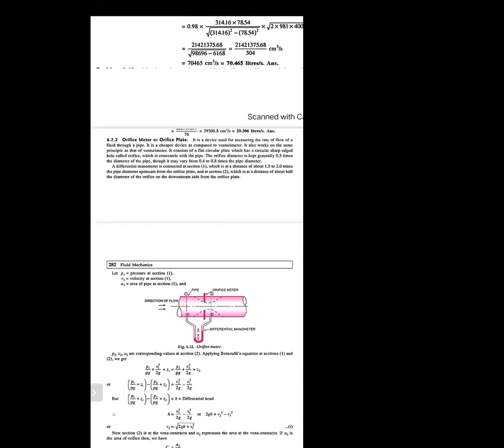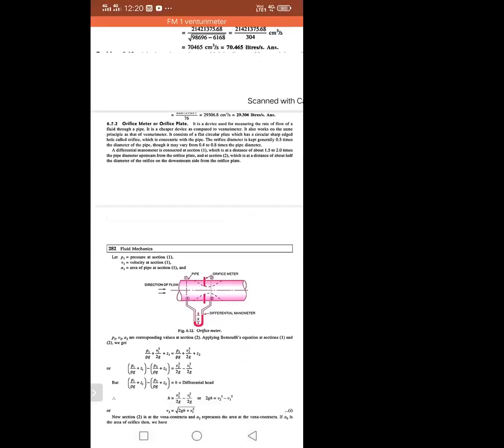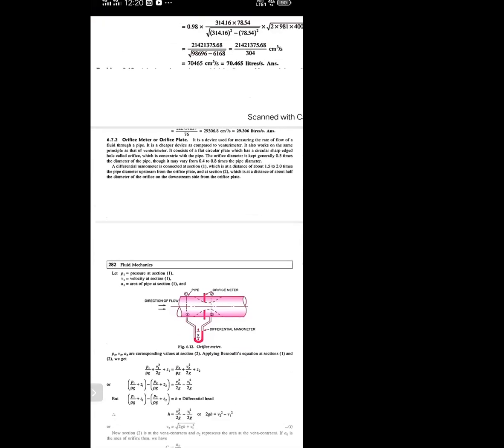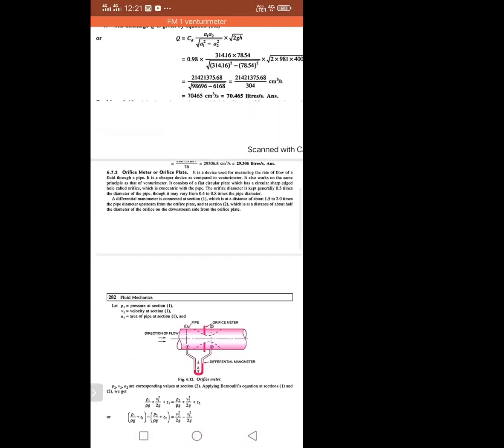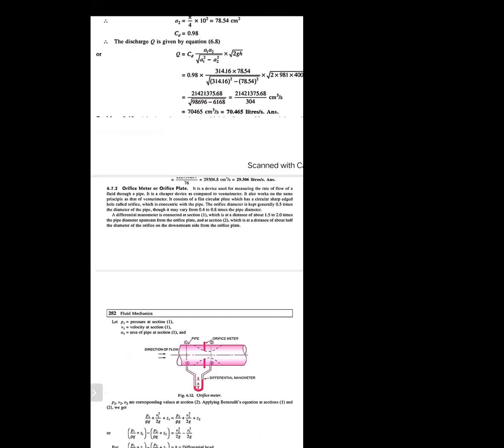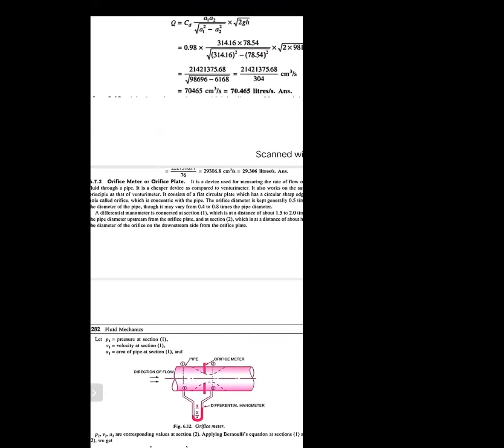Now, the second type of practical application of Bernoulli's equation, or second type of discharge measuring device, is the orifice meter, or orifice plate. The orifice meter is a device used for measuring the rate of flow through a pipe. It is cheaper than the Venturi meter.